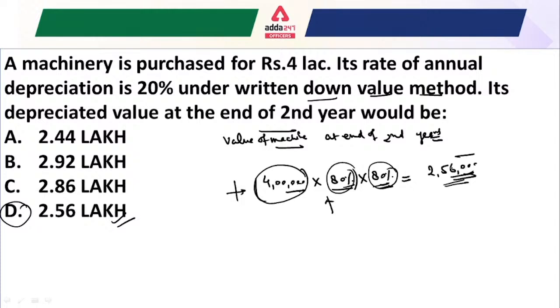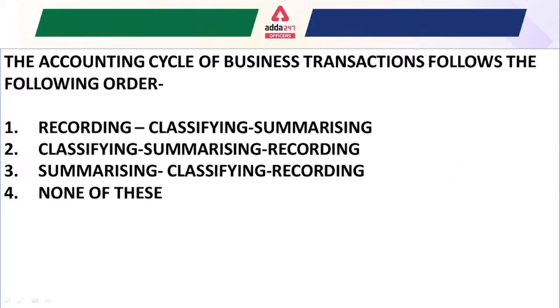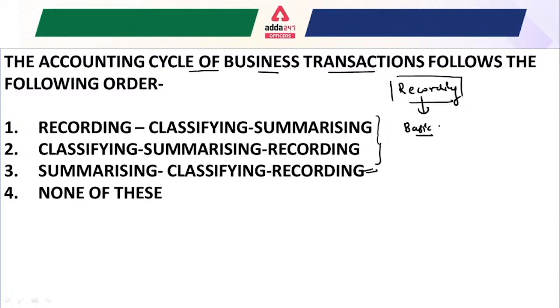Okay, now understand another question. Another question that is related to the accounting cycle of business transactions. Okay, so these phases are given actually. We know that the first phase of your business transaction starts with recording. This is very obvious to understand. What do we understand by recording? Recording is the basic phase of your business transactions, or say accounting, and that is also understood as bookkeeping.